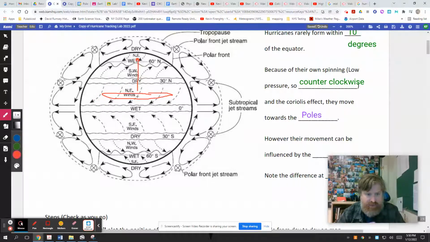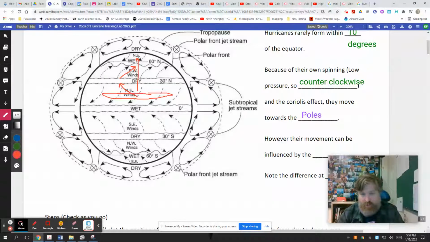So what happens is that as they form, they get blown that way. And then they get to 30 degrees here, and suddenly they get caught in that wind belt, and they get pushed back that way. So see that pattern right there? Off towards the left, then off towards the right.